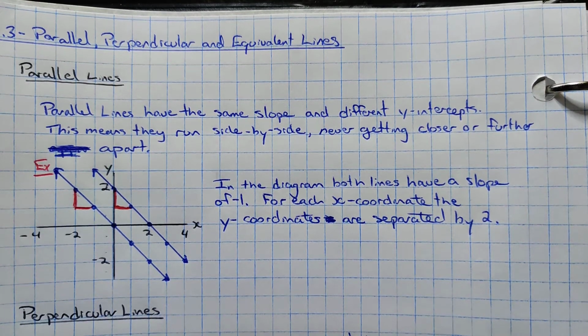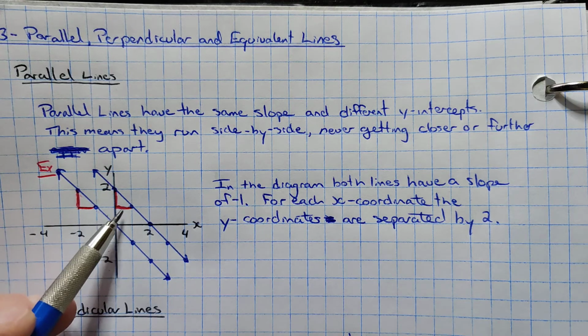Parallel lines are lines that have the same slope, but different y-intercepts. This means that they run side by side. Parallel lines never get closer or further away from each other. They never touch on either end of things.